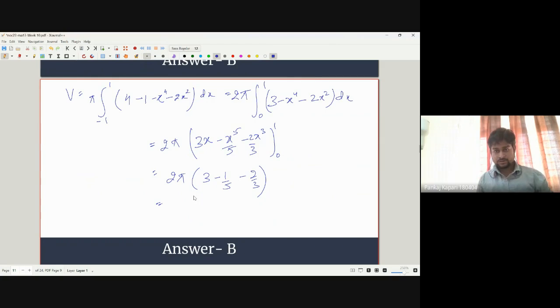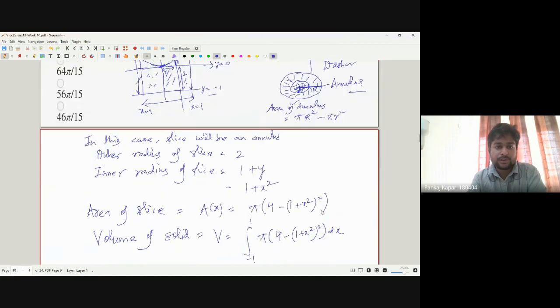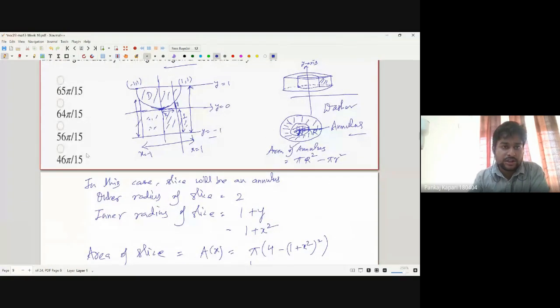So what is this? You can see that we can take 15 outside as the LCM, and then we'll have 45 minus 3 minus 10. So 35 minus 3 is 32. So we have 64 pi divided by 15. Okay, so here we have our answer. The second option is correct.